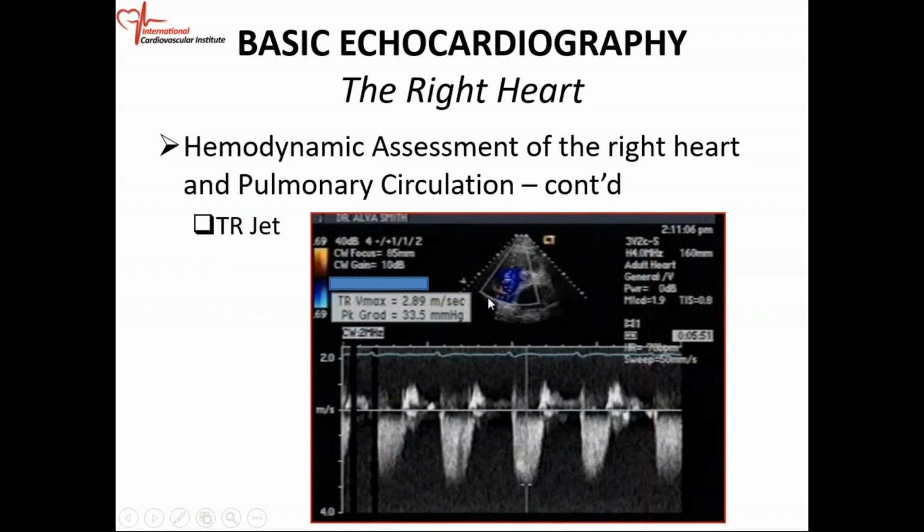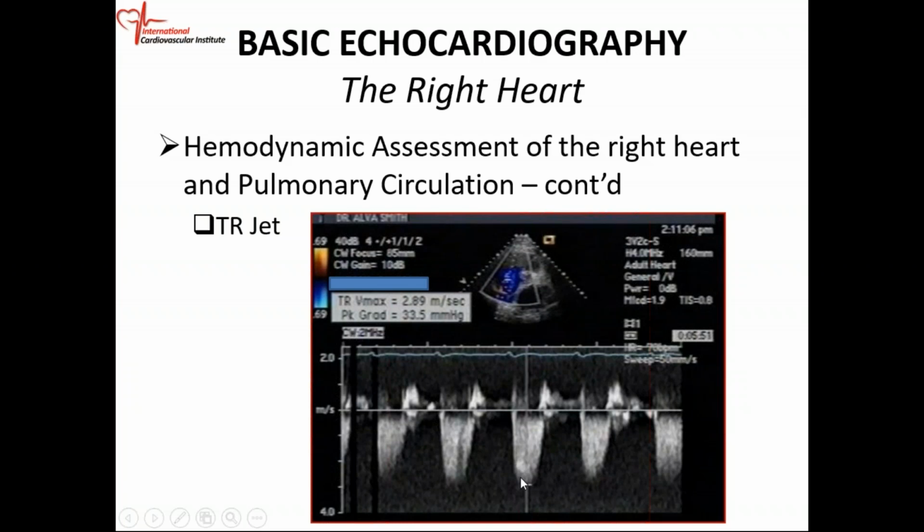So this is short axis at the level of the aorta. Tricuspid valve is over there, and your cursor is across the tricuspid valve, and you get your TR. Okay, the peak TR velocity here is 2.89. Square it, multiply by 4, the gradient is 33.5.